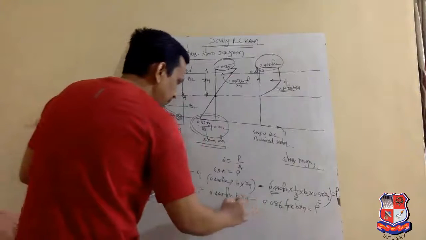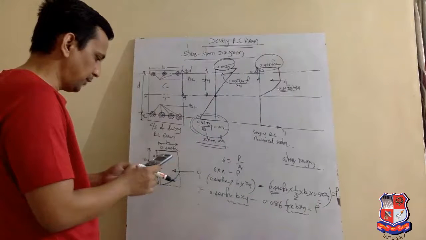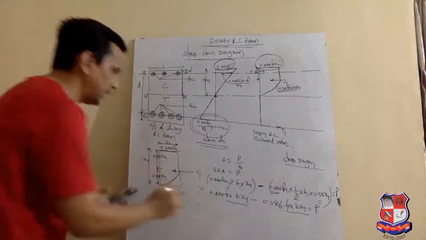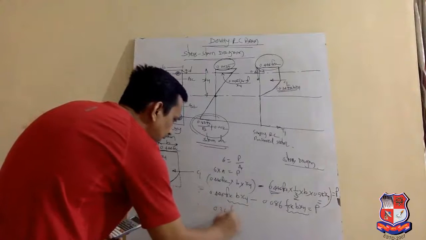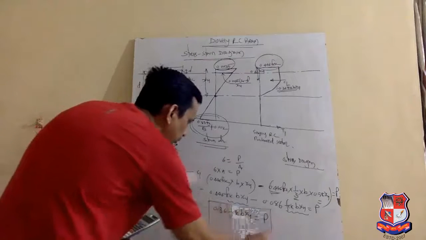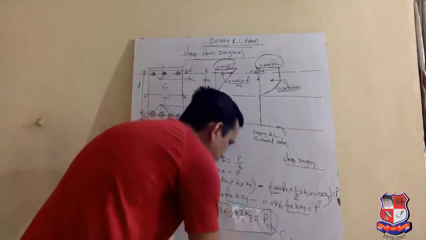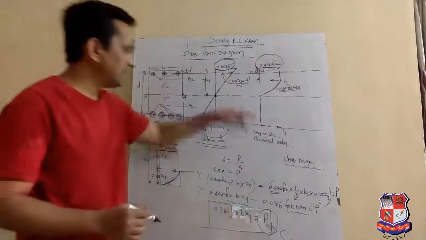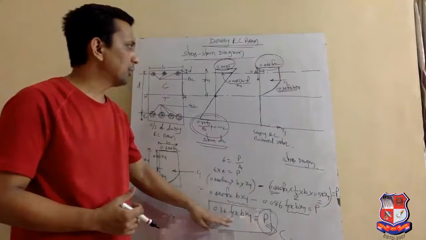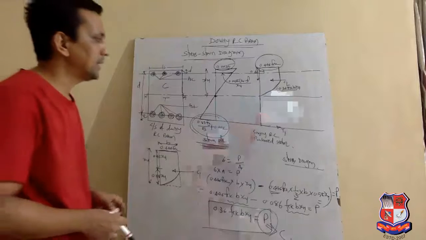Now this fck b into xu is common. So 0.446 minus 0.086, we get 0.36 fck b into xu equal to P, and we denote this force as the total compressive force C1. So in this way, we can calculate the total compressive force C1, and it will come to 0.36 fck b into xu.